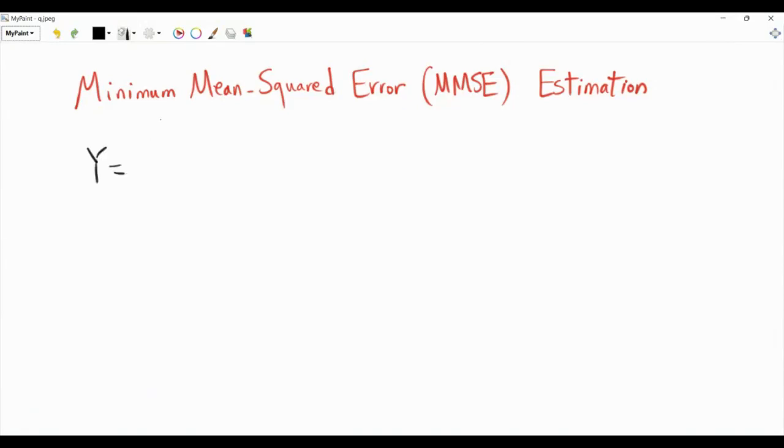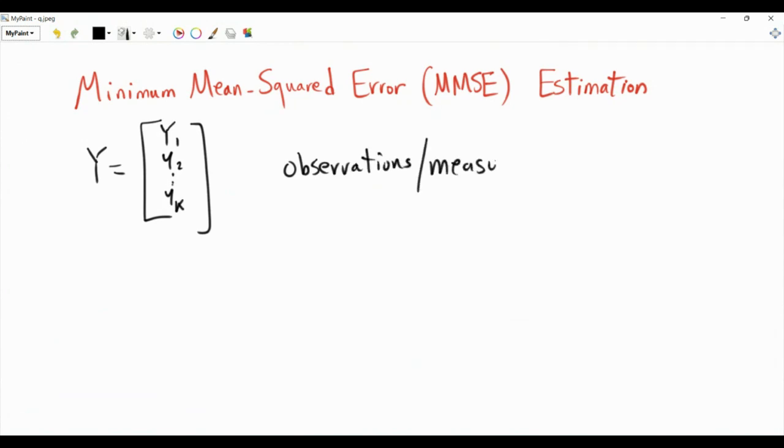So we have a vector y, which is k-dimensional. So vector y has k components. Those are the observations or measurements. So we know the components of vector y. Using those components, we want to estimate vector x.